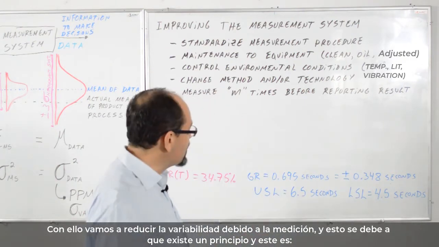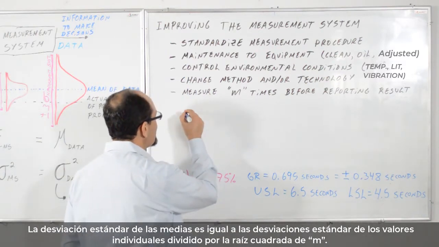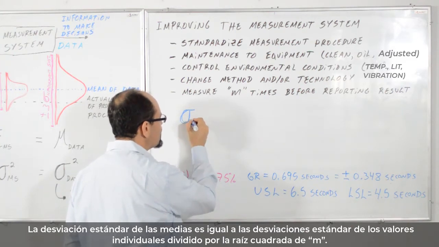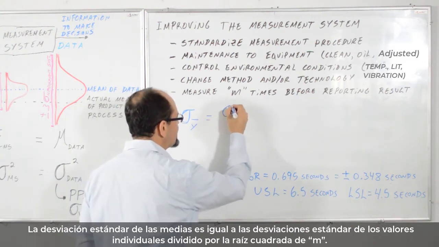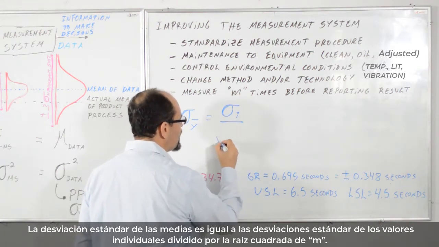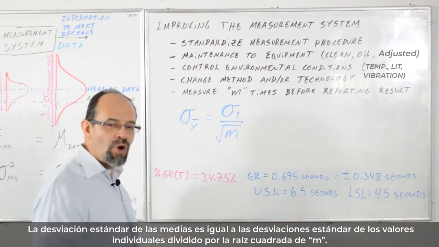And that is because there is a principle, and that principle is that the standard deviation of the means is equal to the standard deviation of the individual values divided by the square root of m.